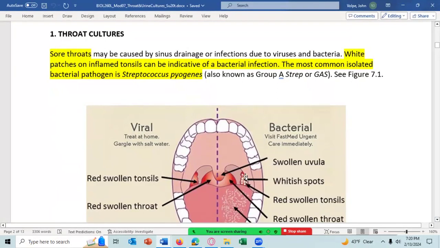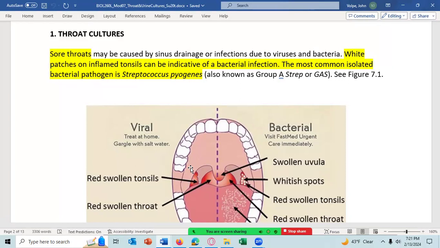On the other hand, if it's a viral infection, the throat will be swollen and there will be redness, but there will not be those whitish spots. So a clinician often looks at the throat to determine if it's a bacterial infection, in which case they may give antibiotics. But if it's only a redness and swollen in the throat, it's likely a virus, and the clinician will not prescribe antibiotics because the antibiotics will not help against a virus.